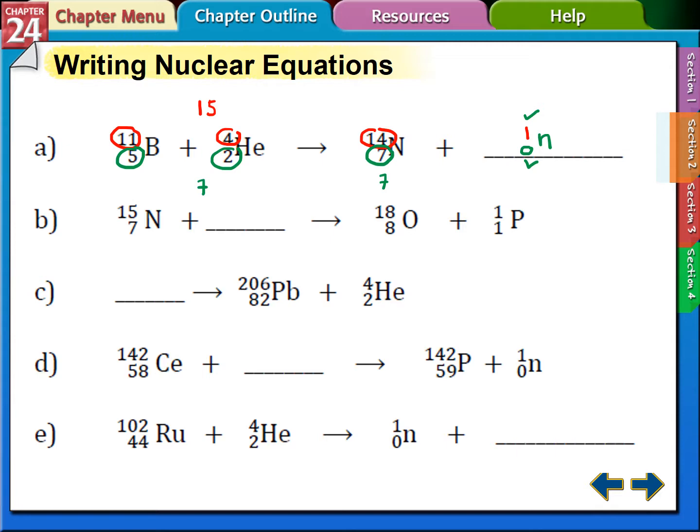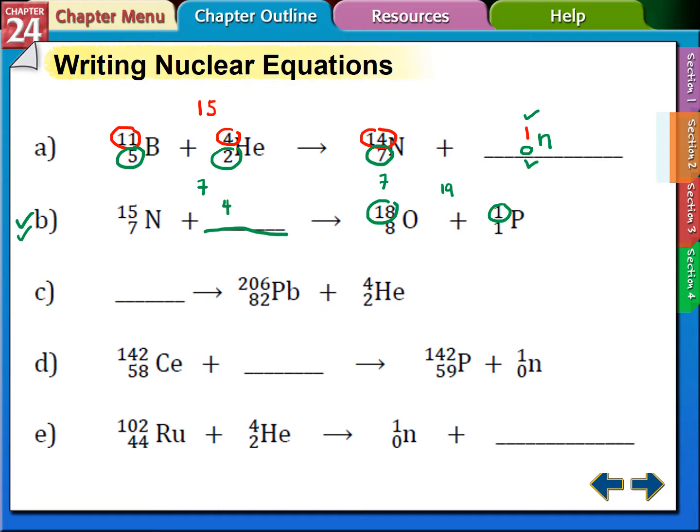Now let's do part B. In part B, we have to fill in this term here. Again, always go back to the fact that the mass number on the product side should be equal to the mass number on the reactant side. On our product side, the mass number is 18 plus 1, that gives us 19. But on the reactant side, we have 15. Therefore, this term should have a mass number of 4.